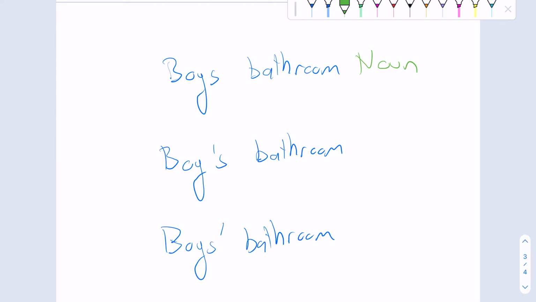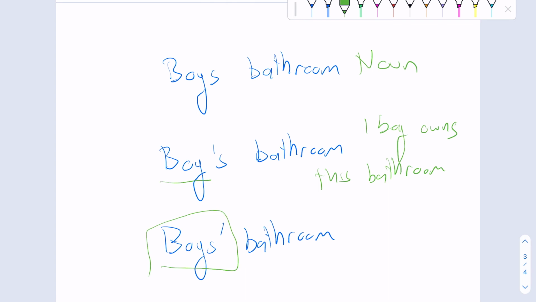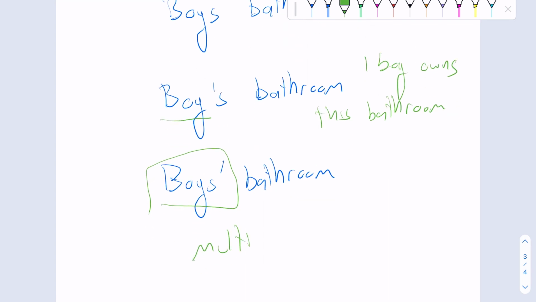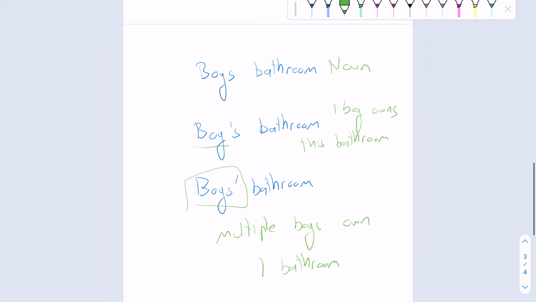So, then we look at the second one, the boys' bathroom. This means one boy owns this bathroom. Okay? I don't know what he's doing, claiming possession over it, but he owns that bathroom. Then we've got the boys' bathroom. This means that multiple boys own one bathroom. So this is an important distinction to make because we could pronounce all of these exactly the same, but their meaning is completely different.